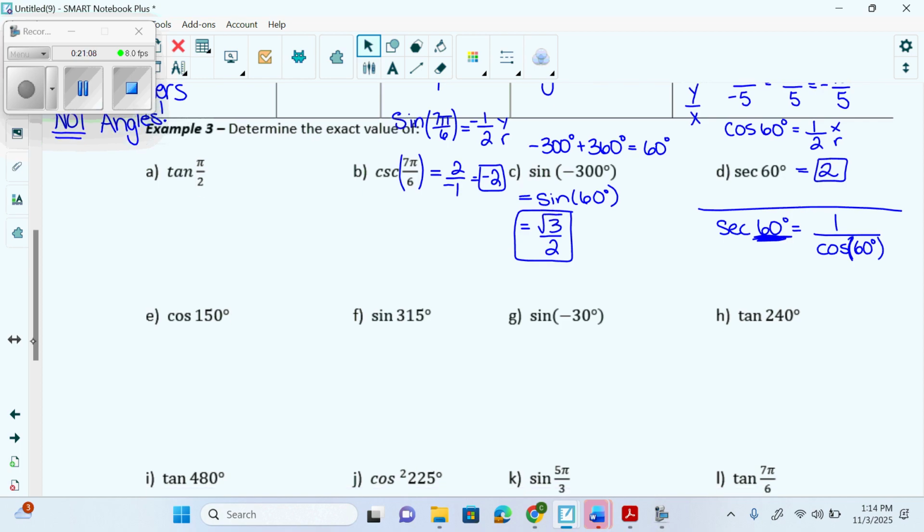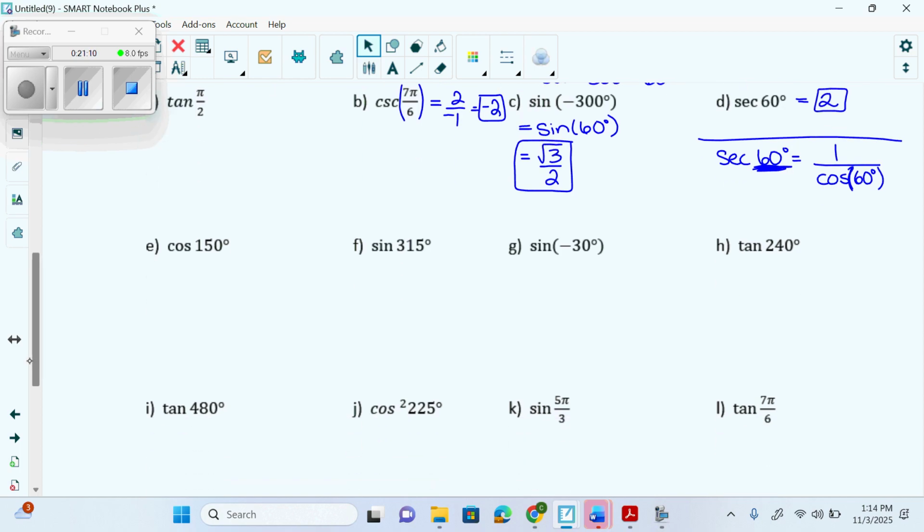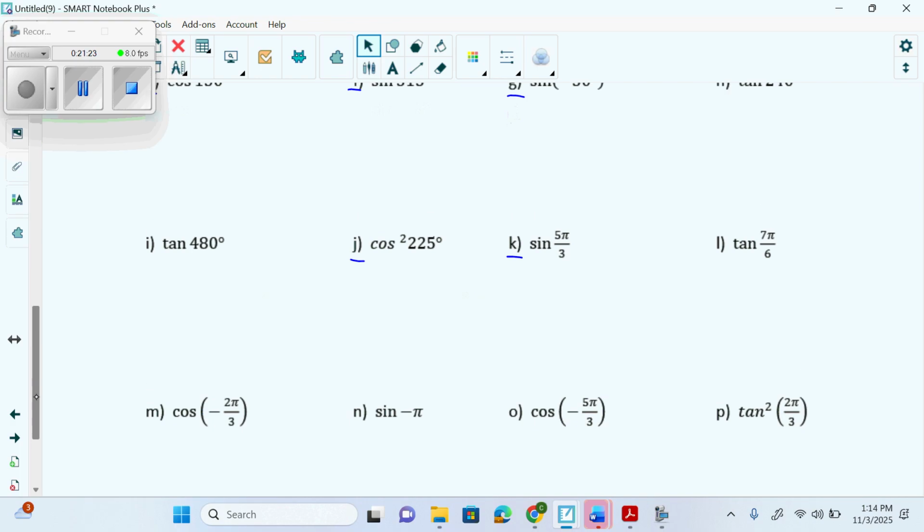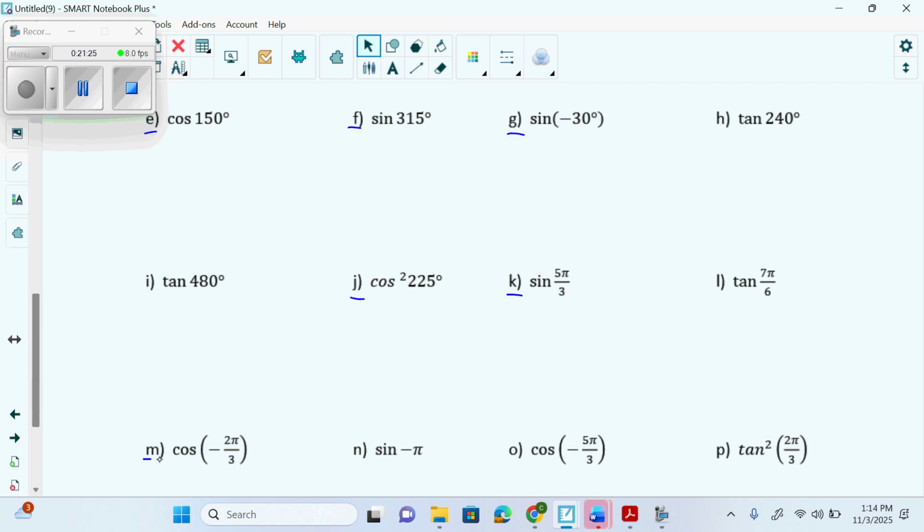All right. I want you guys to try E, F, G. Can't do H yet, it's a tan. So I want you to do this one, this one, this one, and this one. Try that one. See how you do. And then these.